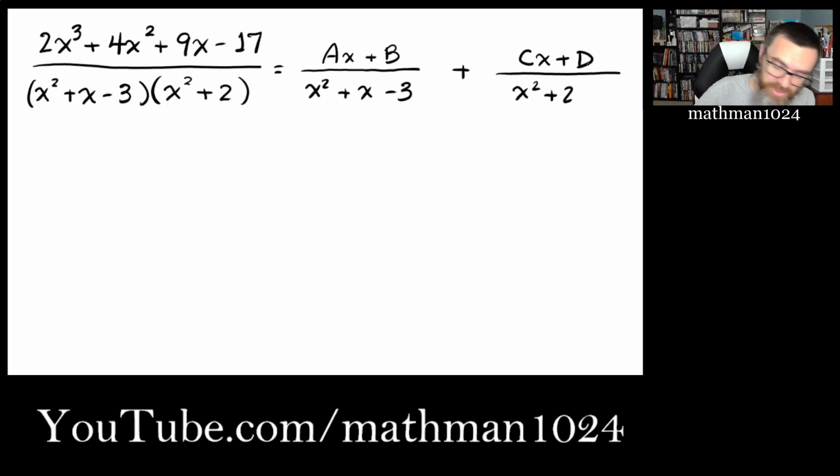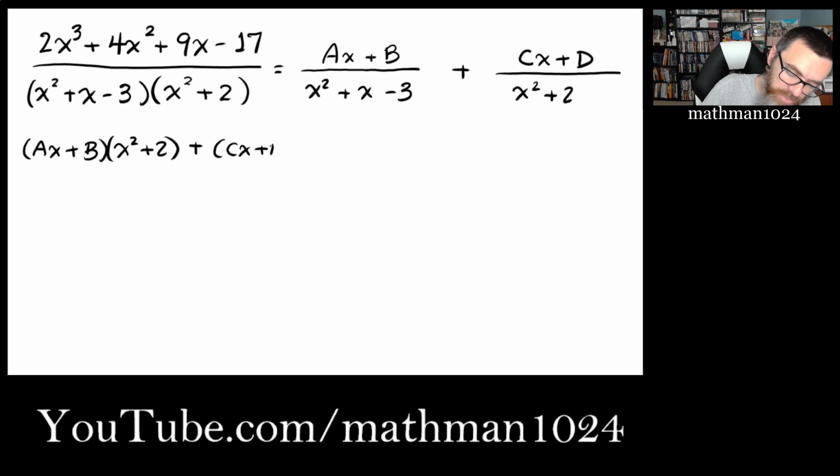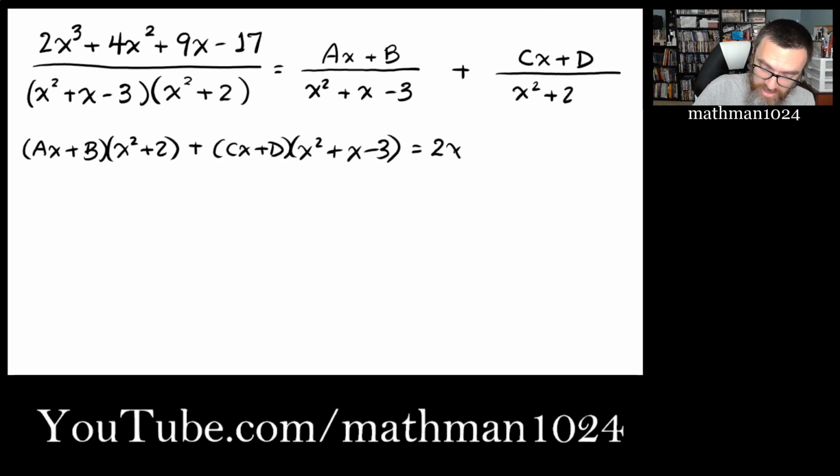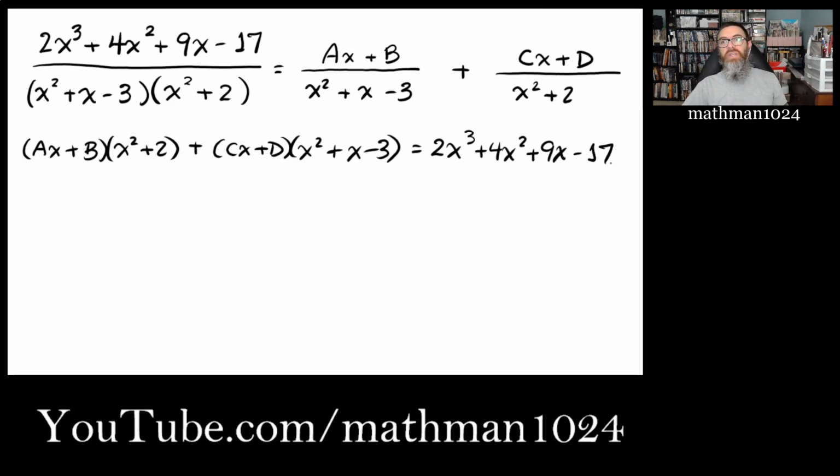All right, let's put in those missing factors. So from this guy, we're missing x squared plus 2. And then we have cx plus d times x squared plus x minus 3. And all of this is equal to 2x to the third plus 4x squared plus 9x minus 17. Whew. That's a lot.